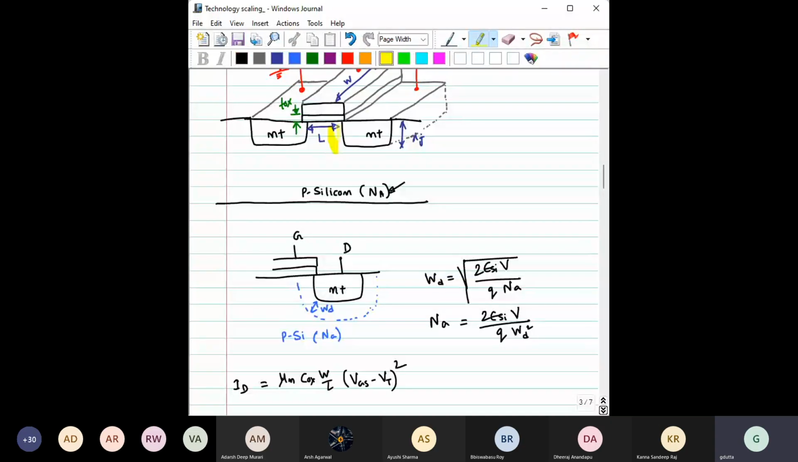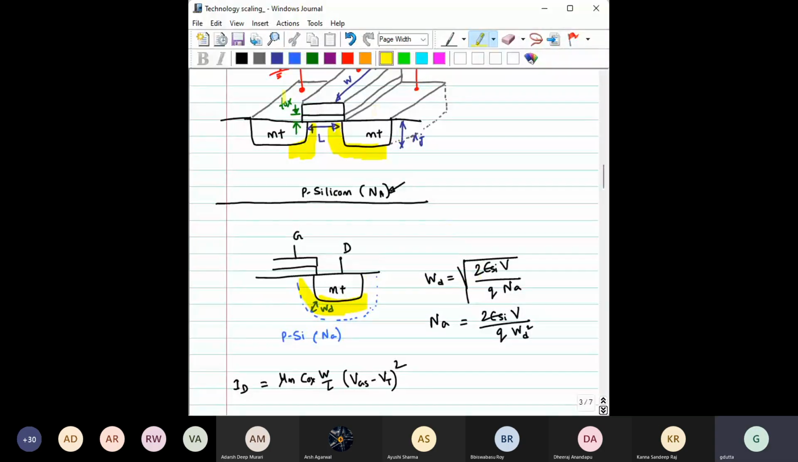Say the depletion width is like this here, and like this here. Now you are scaling. If the depletion widths remain the same, then between the gate they will touch, and there is no neutral region. The two depletion regions will merge, and you lose the transistor operation. So you have to scale this WD also.